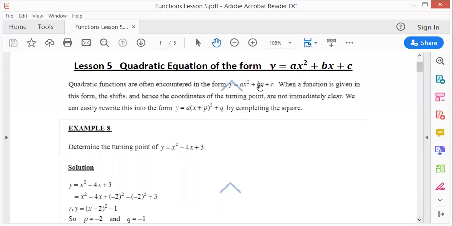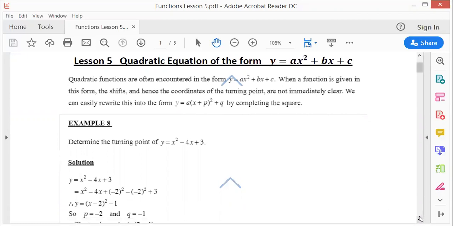Of course, this equation can also be written in this form. We spoke about it previously. We call it completing the square. And so both will work. Let's look at our first example.